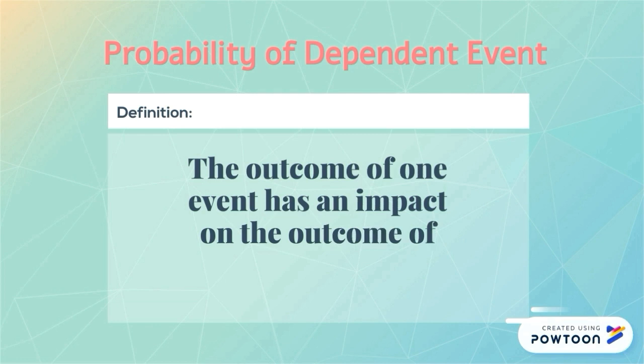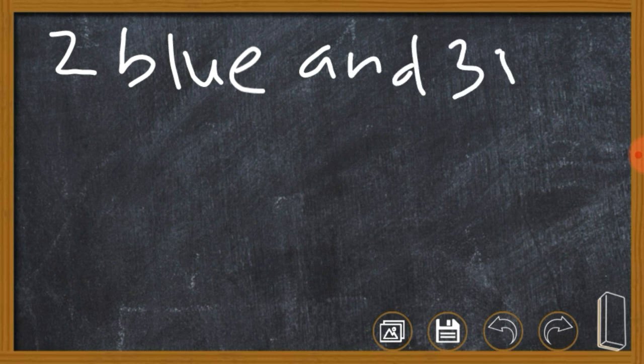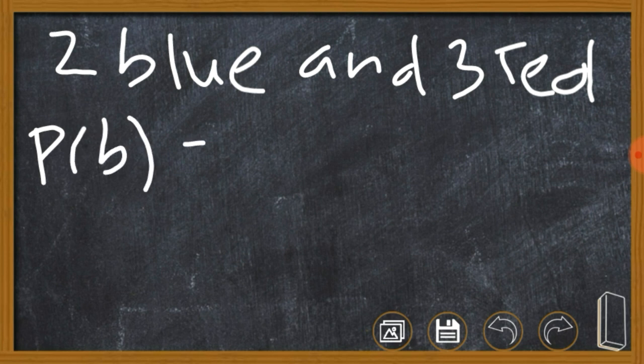The probability of dependent event. The outcome of one event has an impact on the outcome of the other event. An example of probability of dependent event is marbles in a bag. There are 2 blue marbles and 3 red marbles. What is the probability of getting a blue marble? The probability of a blue marble is 2 divided by 5.